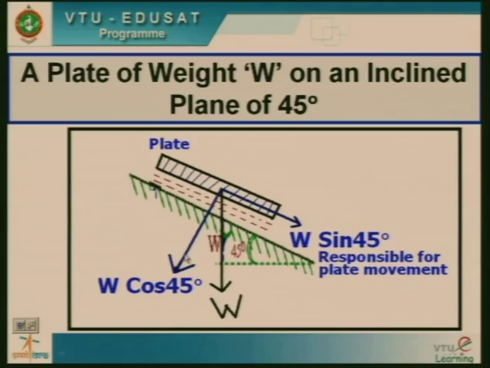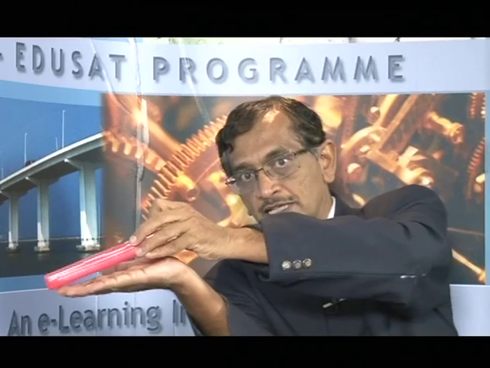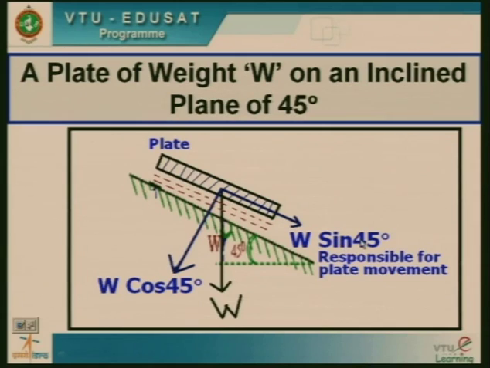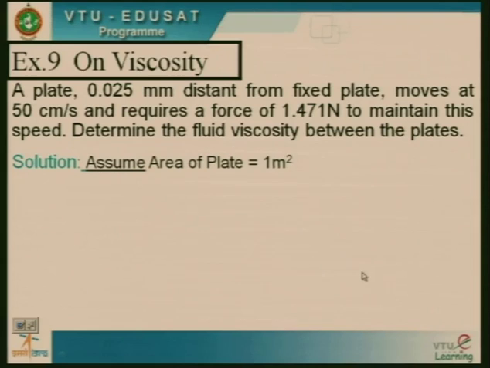Now, this particular component which will make it move is W sin theta, right. And one more component is there, you can see here I am showing by the cursor, W cos theta. So, this angle is 45 degree, this is the sine part, this is the cos part. It means if a plate is moving on a fluid, W sin theta is responsible for plate movement. I repeat with the cursor, W sin 45 is responsible for the plate movement. Is it okay? Now, let us take the first problem.